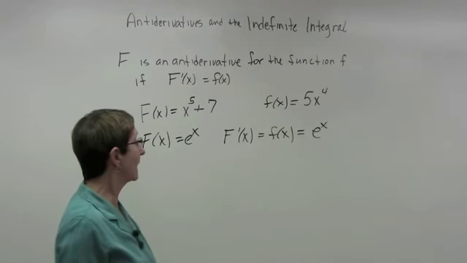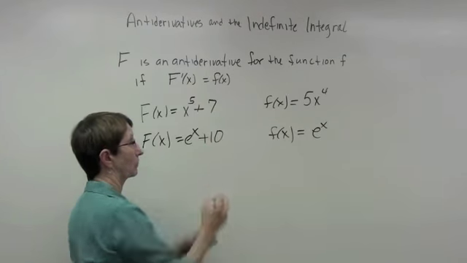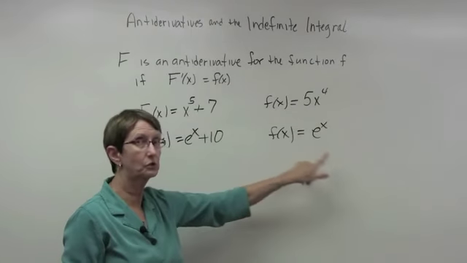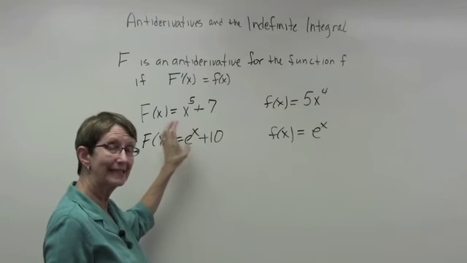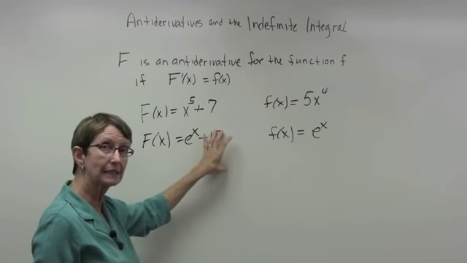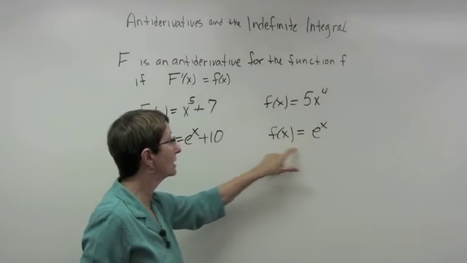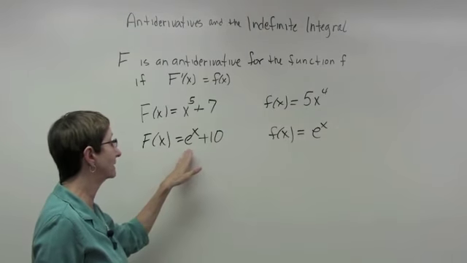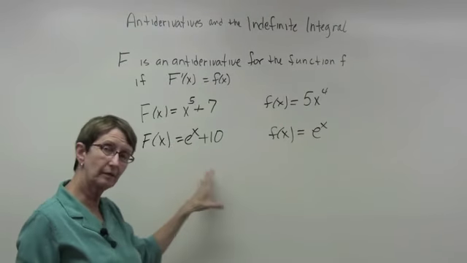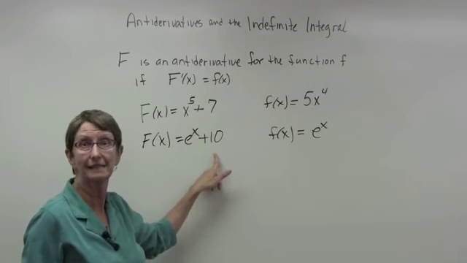The same with e to the x. If you add 10 to it, when you take its derivative, you still just get e to the x. No matter what you add or subtract to e to the x, it's a constant, and the derivative of a constant is 0. So if you know your original function and you want to find its antiderivative, you have to think about that a little bit, because who knows if it's plus 10 here or minus 8.